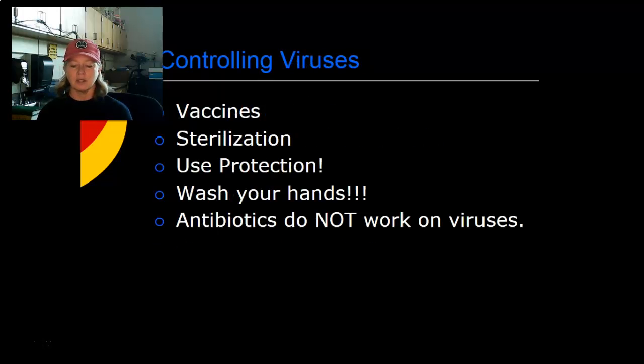We control viruses in a lot of the same ways. We have vaccines. Hopefully we're going to have a COVID-19 vaccine really soon. We have sterilization, so we sterilize things with high temperatures. We use protection. Protection has become a huge important thing now with our PPE, and so we've got our masks, and we have our social distancing. Wash your hands, wash your hands, wash your hands. That's good for both of them.